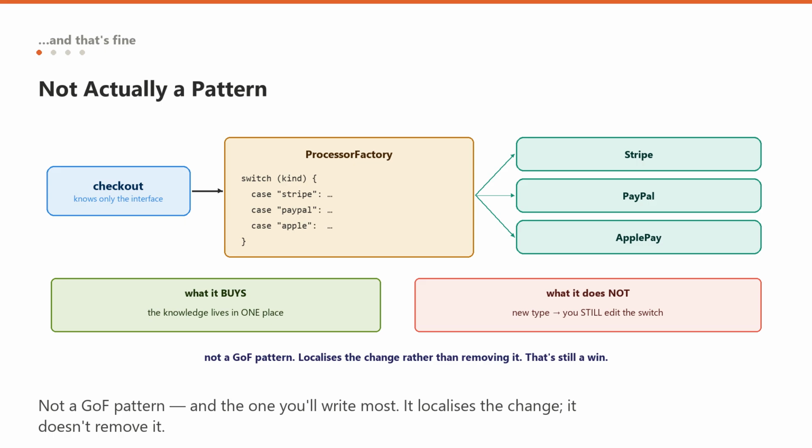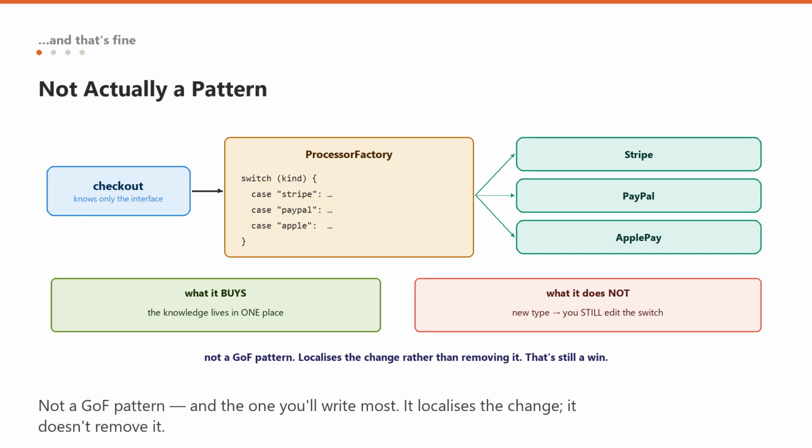It is also, by a wide margin, the one you will write most often in real code. So let us be honest about what it buys you and what it does not. What it buys: the knowledge of which concrete classes exist is now in exactly one place. So adding Apple Pay means touching one file instead of 9. Your checkout depends only on the interface. It is testable, because you can hand checkout a fake factory.